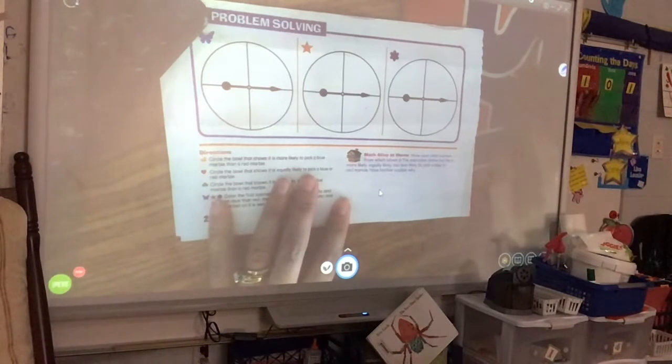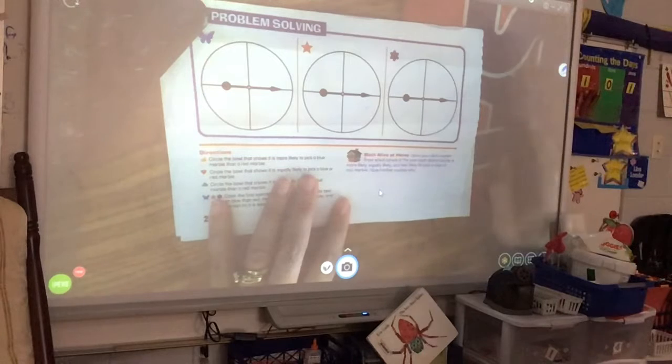So you colored that first spinner so that if you were to flick that spinner, it would be more likely to land on blue. I tried to give you a hint with what I just said. Don't look on each other's papers.